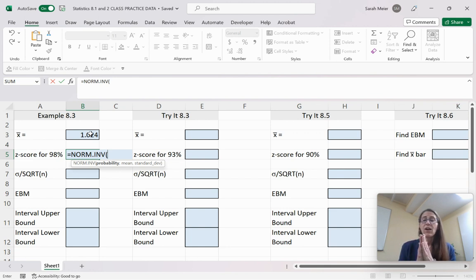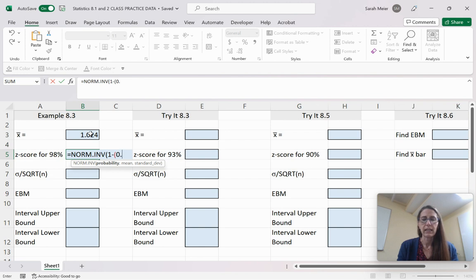And remember, the probability goes in first. So if our confidence level is 98, that means alpha is 2. And really, it's 0.02. We're going to divide that by 2. Okay? And we're going to do 1 minus that. So you don't have to put it in parentheses.